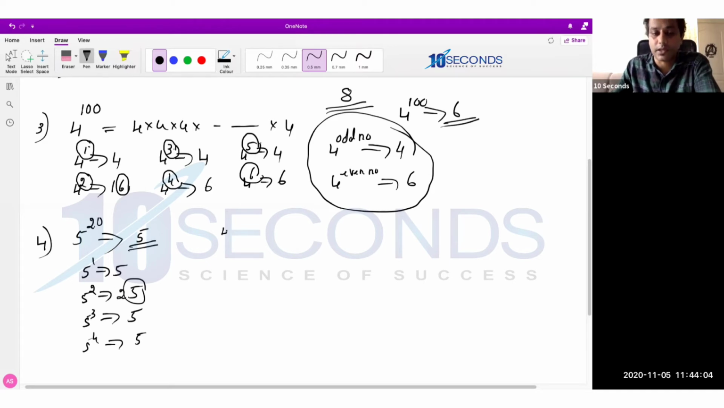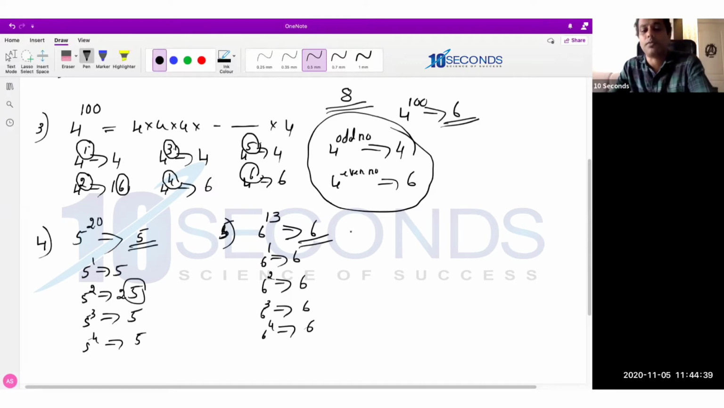So next, say 6 per 13. What do you need to do? Now you know how to approach. Very simple. First you have to find 6 per 1, that is 6. Then you have to find 6 per 2, 36, which also ends with 6. Again you multiply by 6, it ends with 6 only. Keep on multiplying by 6, it ends with 6 again. Till infinity, no other digit is possible. That means 6 per 13 also ends with 6. It is the fifth example, not the fourth.